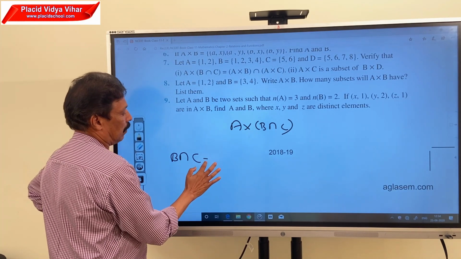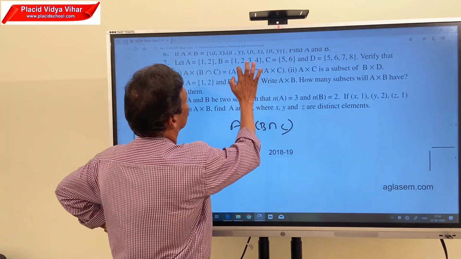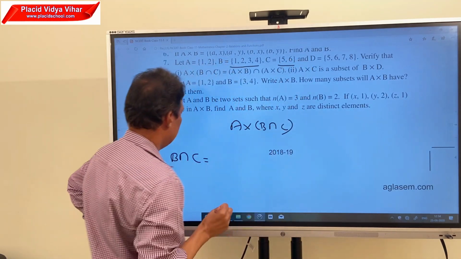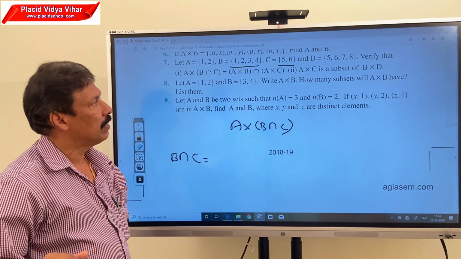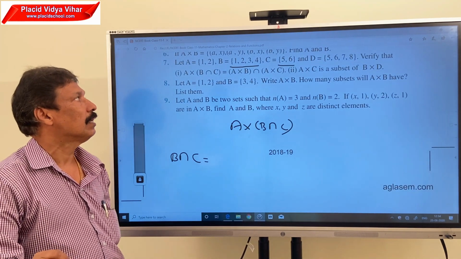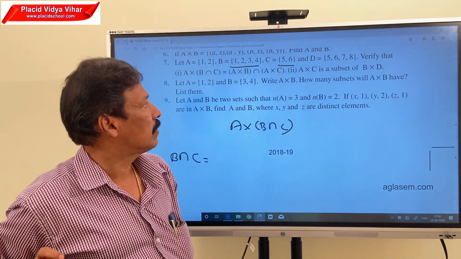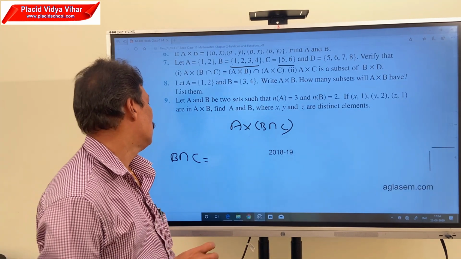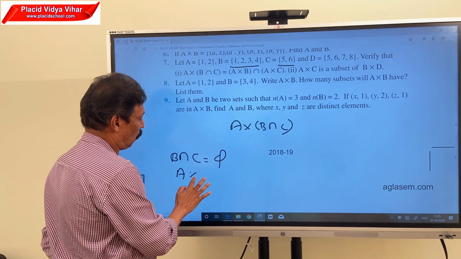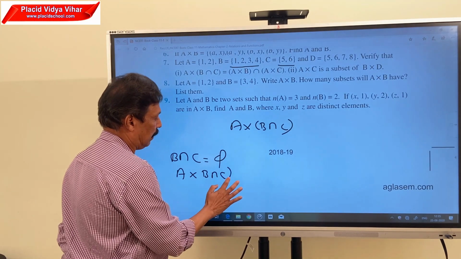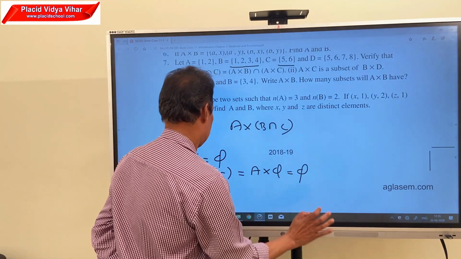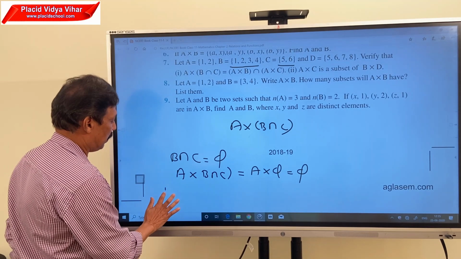B intersection C: here B is the set {1, 2, 3, 4} and C is the set {5, 6}. B intersection C means the set of common elements in B and C. B has only 1, 2, 3, 4 and C contains 5 and 6. There is no common element, so B intersection C is a null set. So A cross (B intersection C) is A cross a null set, which equals the null set.